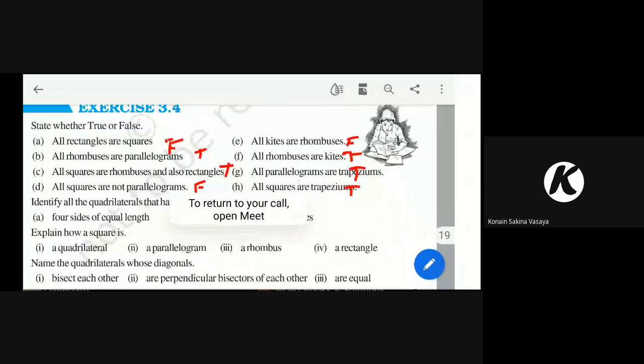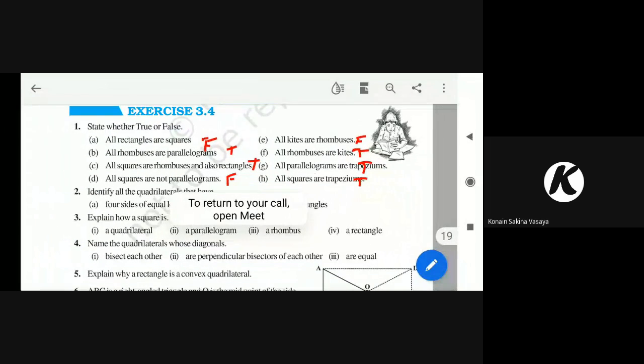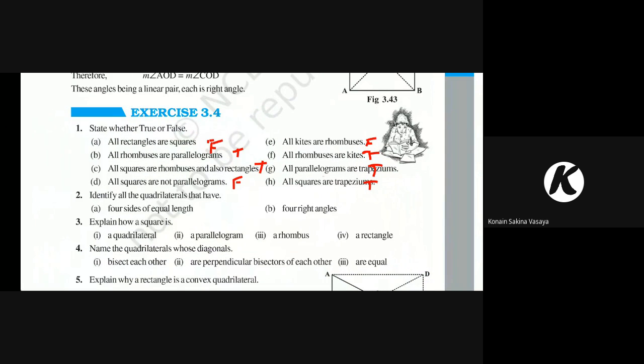Okay. Now we are doing question number 2. Please see here. Identify all the quadrilaterals that have four sides of equal length. Please remember all the properties of quadrilateral. You know very well in rhombus and square, all sides are equal. So write down your answer is rhombus and square.